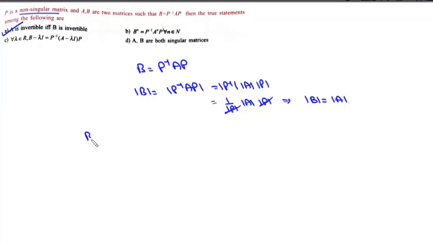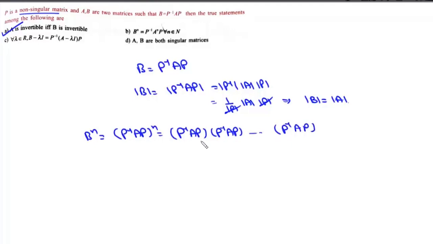Now if we find B to the power n, B to the power n is P inverse AP to the power n, and it will be P inverse AP into P inverse AP, and will continue up to n times. Now multiplication is associative. So if we take P into P inverse, it will be I, and A into I is A. So it will be A into A into A n times. So we can write this as P inverse A to the power n into P. Basically this option B is also correct. A and B are both singular, it doesn't hold for every matrix A and B.